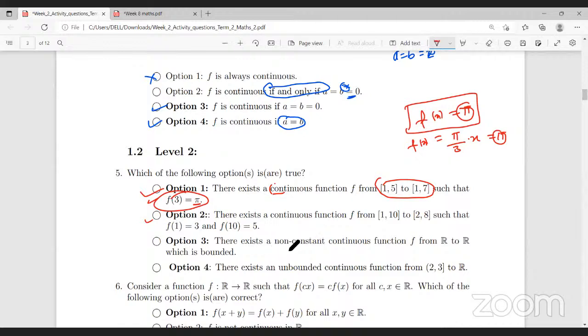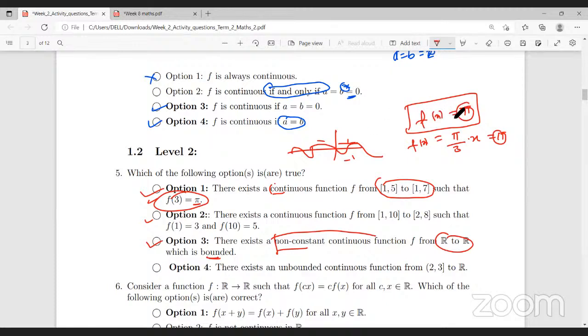Now for option 3, there exists a non-constant continuous function. Can you tell me any non-constant continuous function from R to R which is bounded? Any function is there? A constant function is like f of x equals 3. Sin x. Yes, if you draw the graph of sin x like this, it will range from 1 to minus 1, right? And it is bounded, and it is non-constant also. And it is from R to R. So this option is correct.